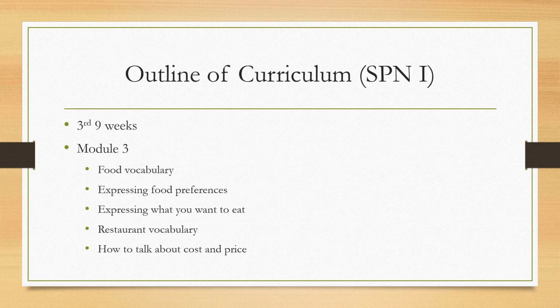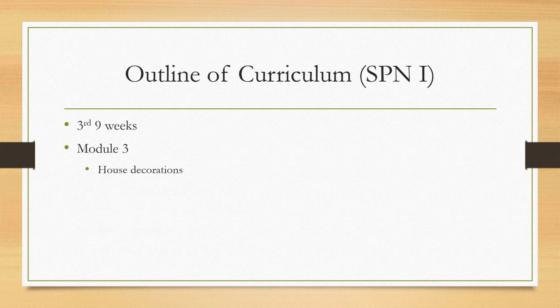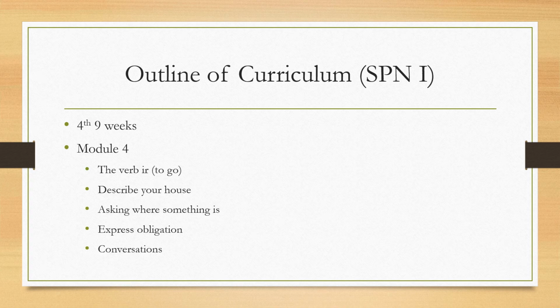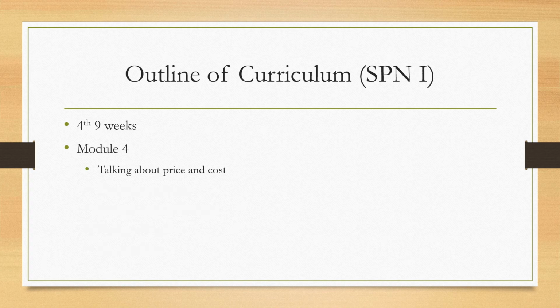Module 3, all right, going into food vocabulary, food preferences, restaurant vocabulary, how to talk about cost and price, and house decorations. Module 4, we're going to learn the verb ir, the verb to go, how to describe your house, express obligation. And again, we're going to talk about price and the cost. All right, so that is the curriculum for Spanish 1.